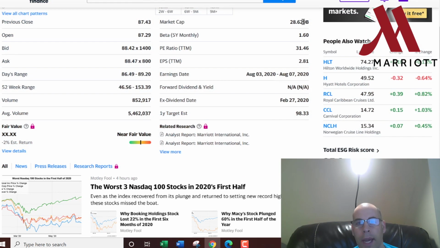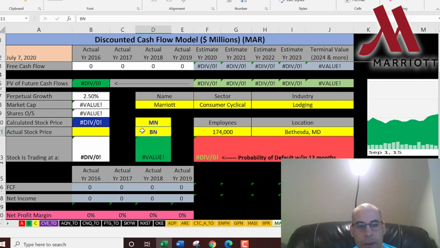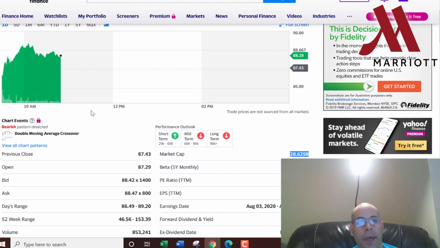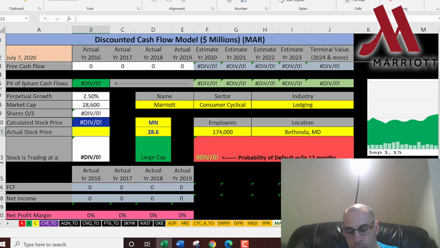Marriott has a market cap of $28.6 billion. And that's the value of the company according to the stock market. And they're trading at $88.20. So one share of stock costs $88.